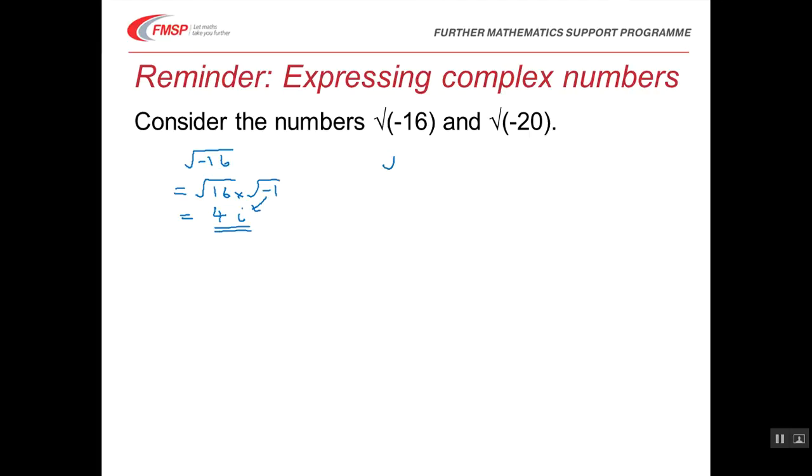If we look at the square root of minus 20, it can be written as root 20 times root minus 1. Root 20 can be written as 2 root 5, and again the square root of minus 1 is defined as i.